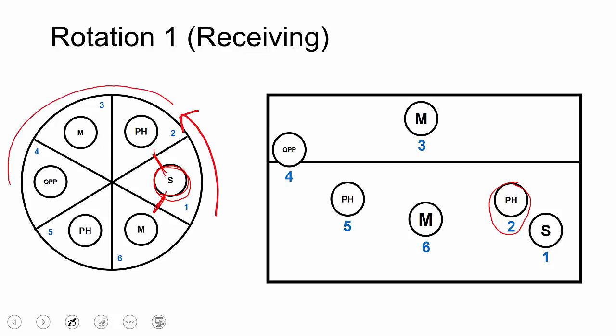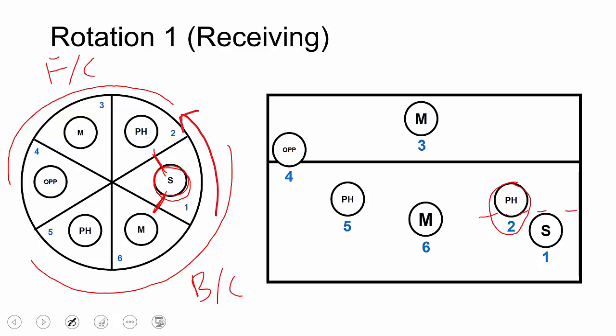So these 3 are a front court row. Front court, and the back court's here. So 2, 3, and 4 are front court. Okay, so the setter has to be in between the pass hitter in position 2 and the middle in position 6. Okay, do we see that? Okay, the setter has to be behind the pass hitter. Okay, so you see that the setter is all good, and they are in. The setter is in between.